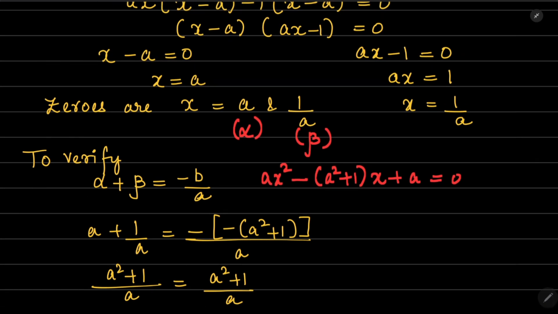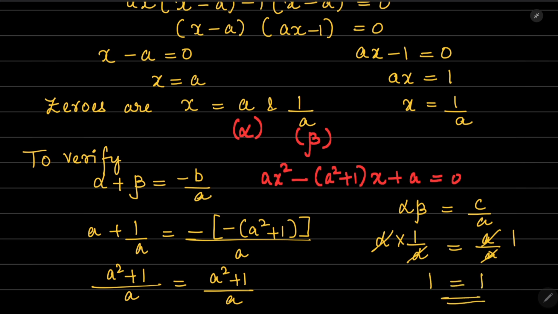Okay, now let us go ahead and verify with the product of the zeros. So product of the zeros is c by a. So what is alpha into beta? Alpha is your a, beta is 1 by a. So when you take the product, a into 1 by a, what you get is 1 equal to what is c? Here c is nothing but a. Here a is also a. So you will write a by a, which is also 1, right? So 1 is equal to 1, hence verified.